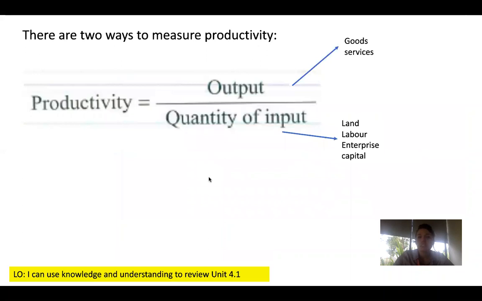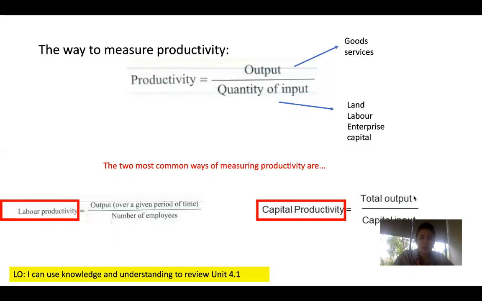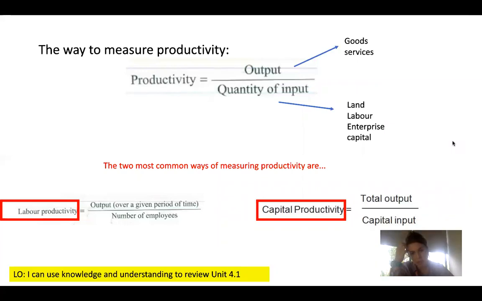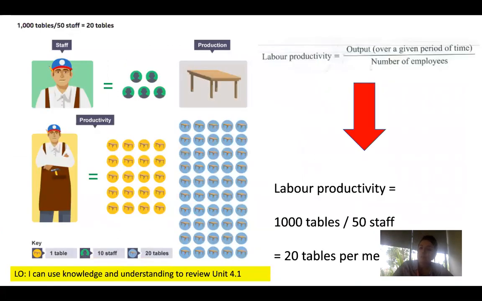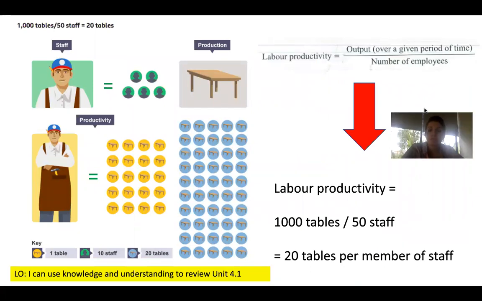There are 2 ways to measure productivity. Labour productivity, output over a given period of time divided by the number of employees, and capital productivity, which is the total output divided by the capital input. Labour productivity here as an example is 1,000 tables divided by the 50 members of staff, which is 20 tables per member of staff. Ideally, you would want a time frame there, for example, per week or month or year.